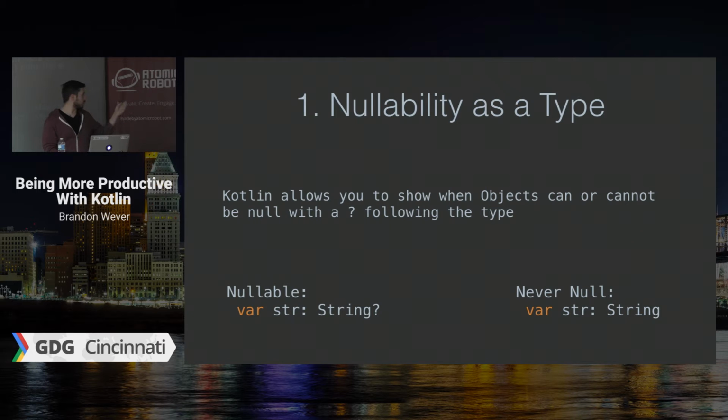So basically, to sum up, for nullable you add a question mark to the end of the type, and for never null you just have your normal type.